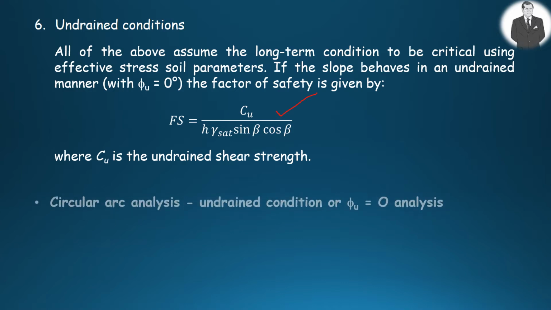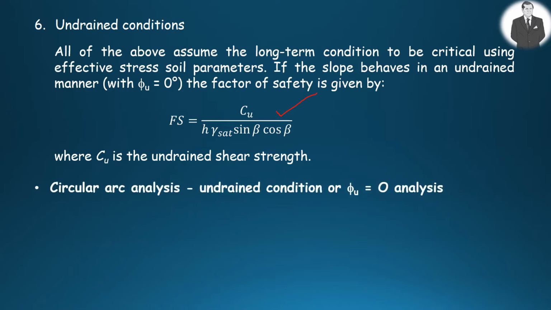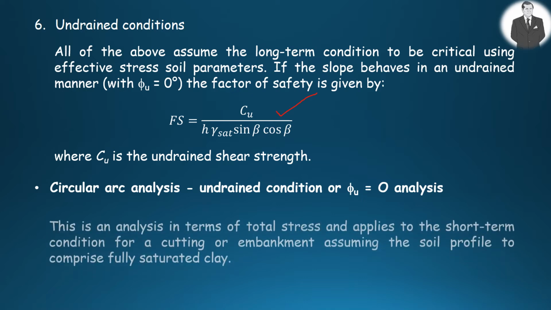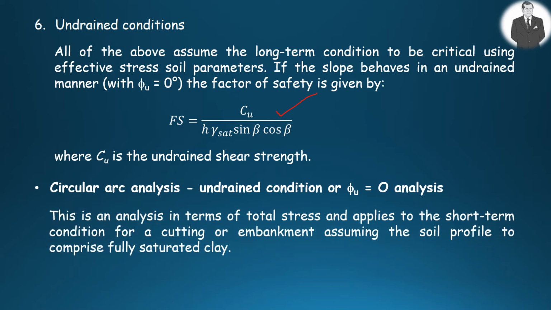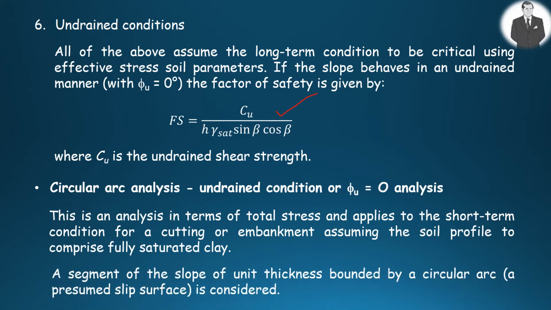Let us consider a circular arc analysis under undrained condition. This is an analysis in terms of total stress and regards the short-term condition for a cutting or embankment, assuming that the soil profile is fully comprised of saturated clay. In this case, a section of the slope of unit thickness bounded by a circular arc is taken into consideration.